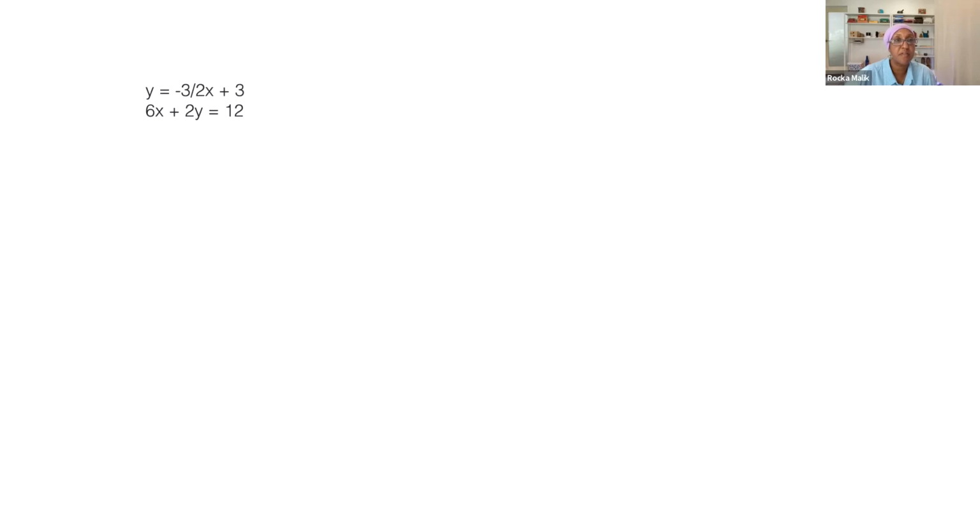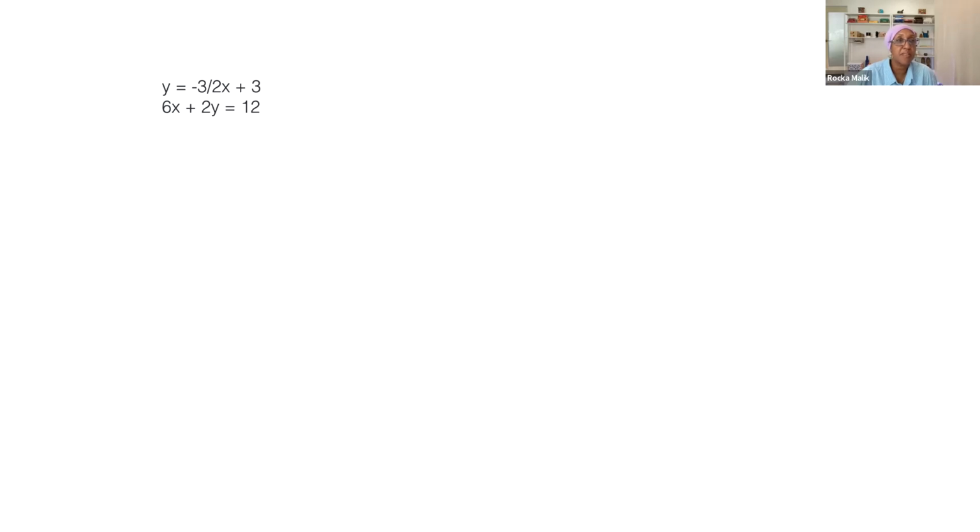We have these. We have y equals -3 over 2x plus 3 and 6x plus 2y equals 12. Okay, so we want to see if they meet, if they're parallel and don't meet, or if they meet too much and they're the same line.